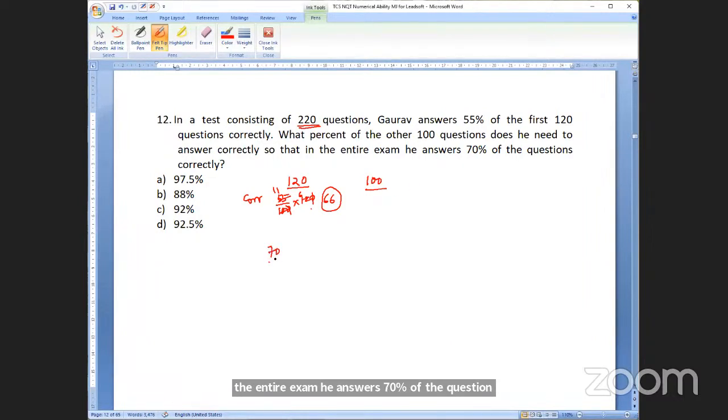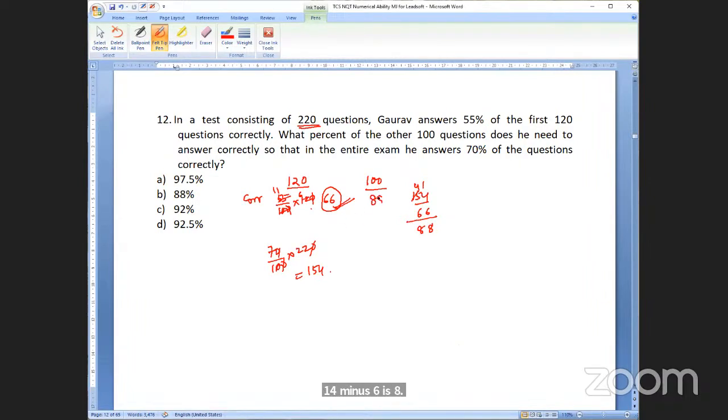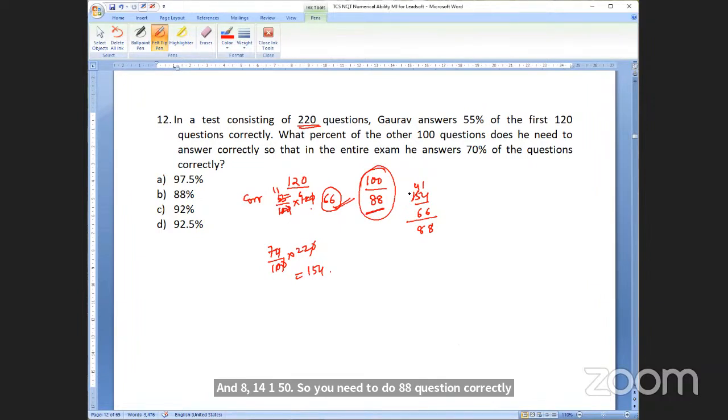So first we need to find how much is 70% of 220. That happens to be 154. So you need to answer 154 questions correctly, out of which he has already done 66 questions correctly in the first phase. So 154 minus 66 is 88. So you need to do 88 questions correctly out of 100. So what is the percentage of the questions you want to do correctly in the second lot of 100? That is 88 out of 100. So that means 88%. Option B is the pick.